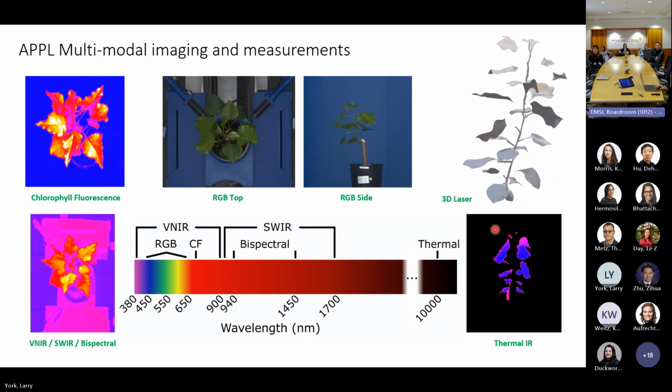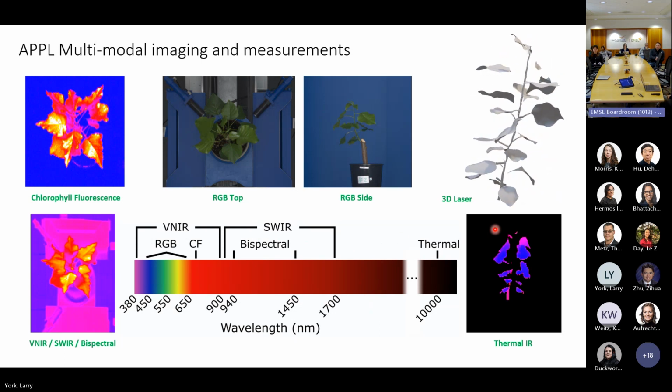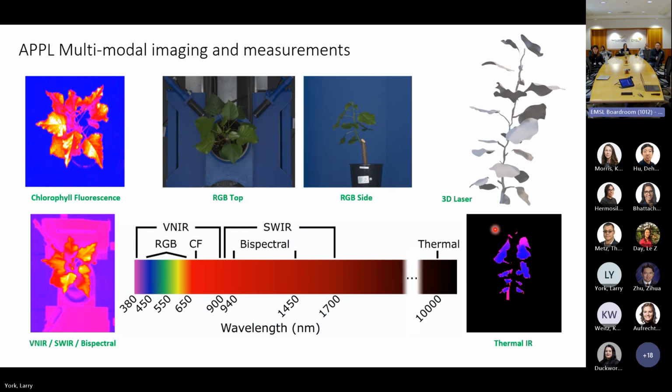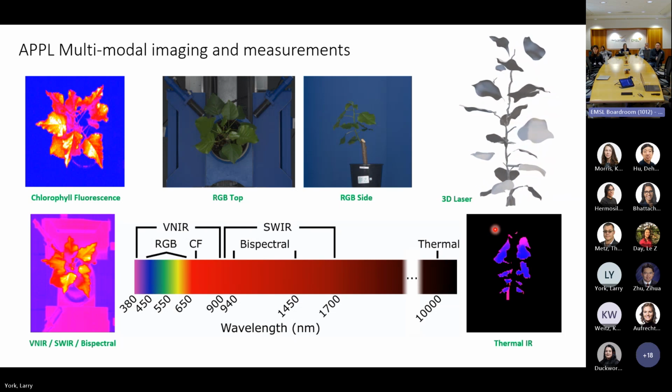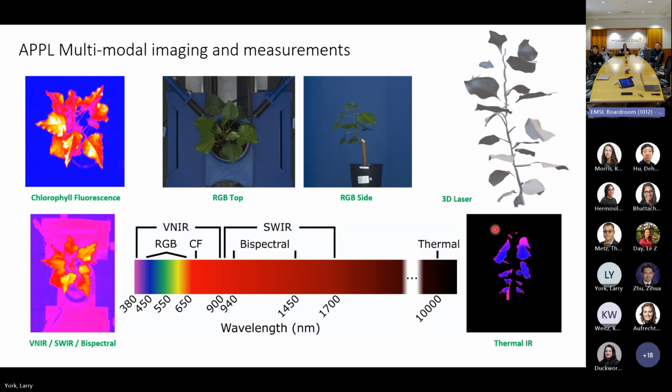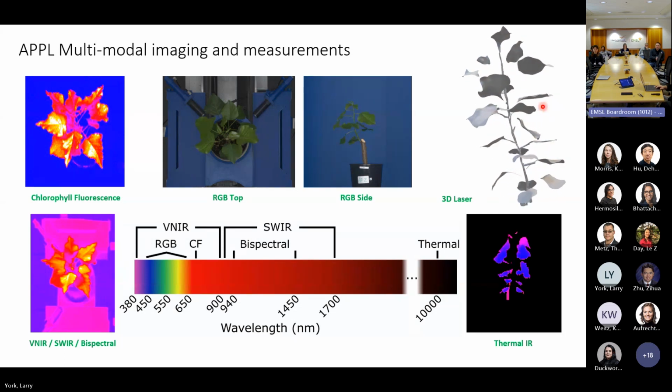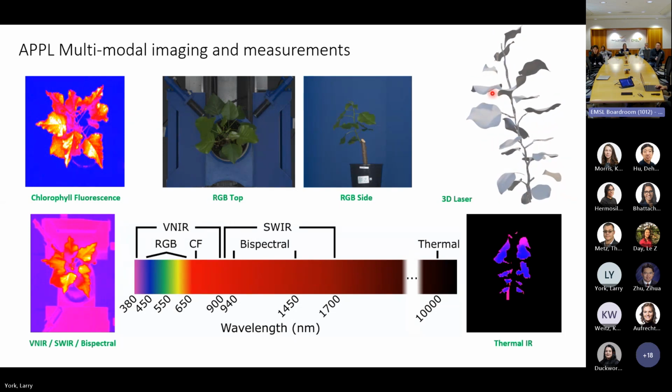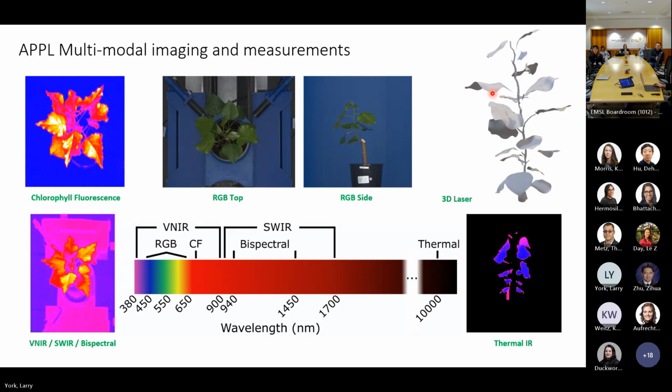We have a thermal camera that measures the leaf temperature. And that's important because as plants use water and water leaves the leaves through transpiration, it cools the leaf down. So you can get some idea about water use from that. And we have a 3D laser scanner that delivers a point cloud.